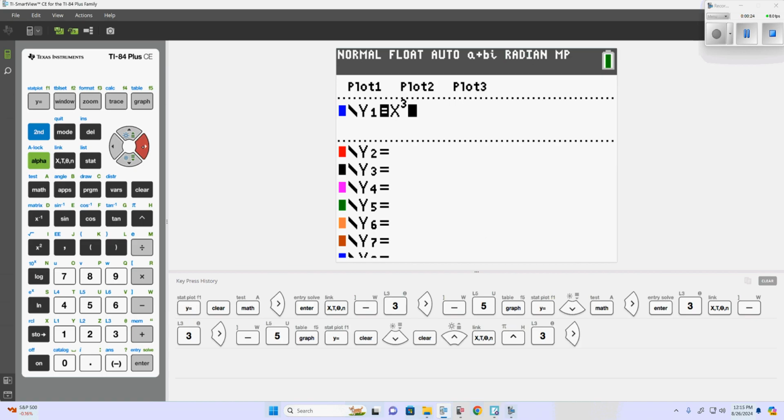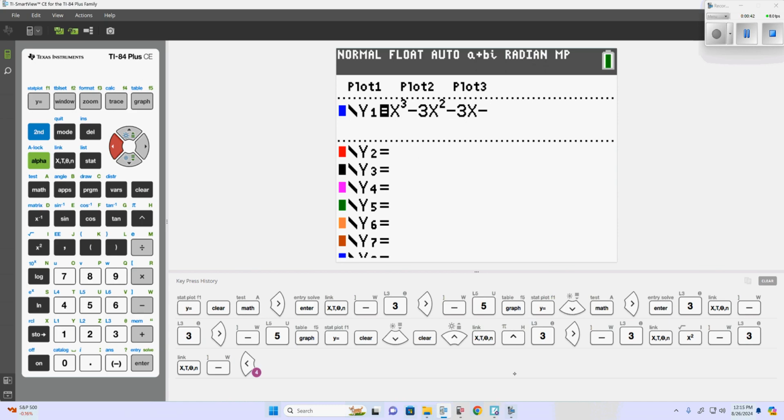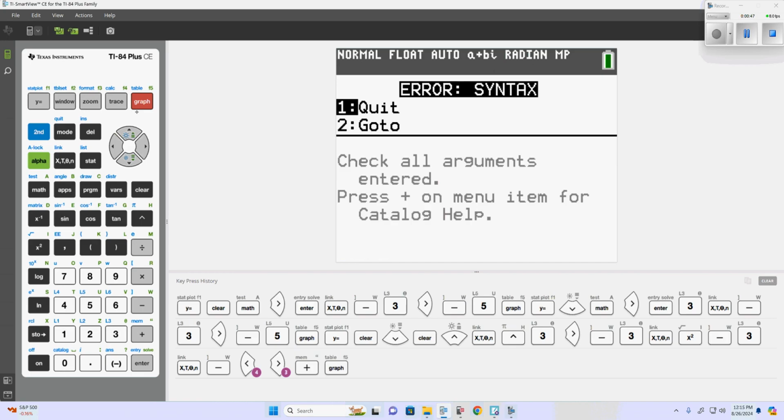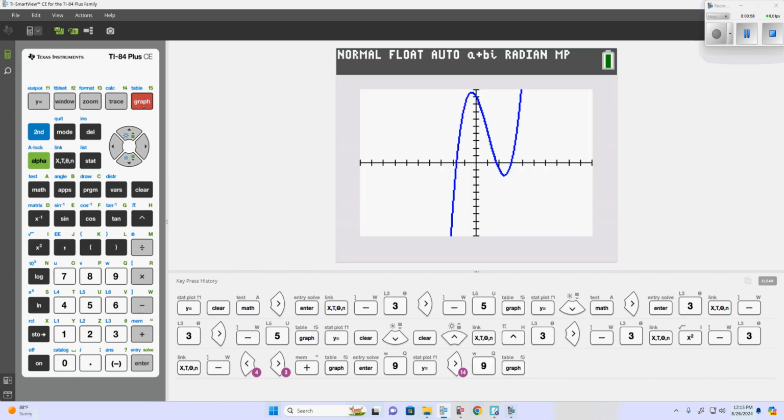X to the third minus 3x squared minus 3x plus 9. Helps if I actually type the 9 in. Graph. And we get this here.